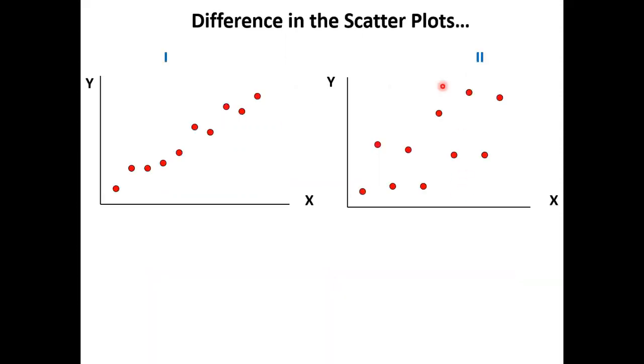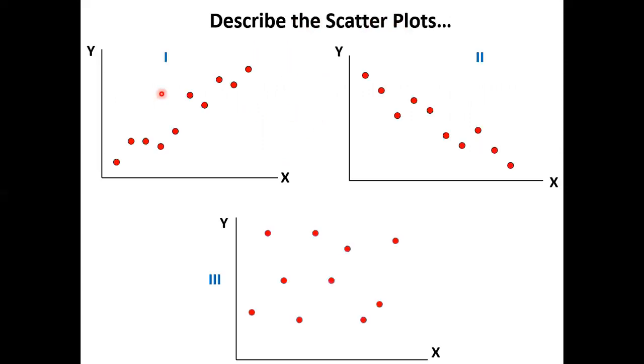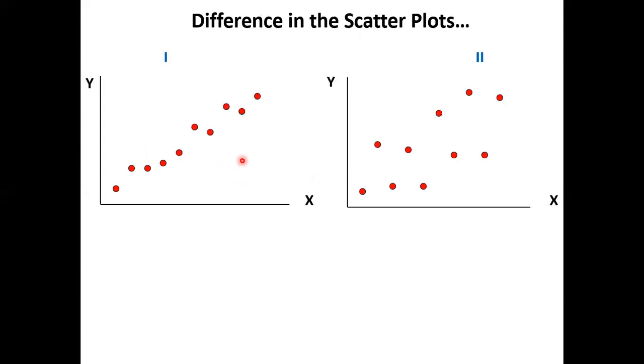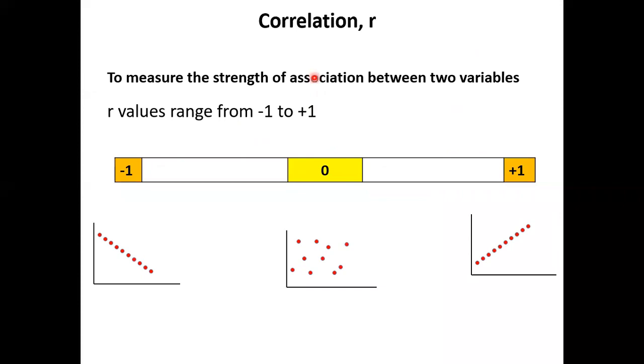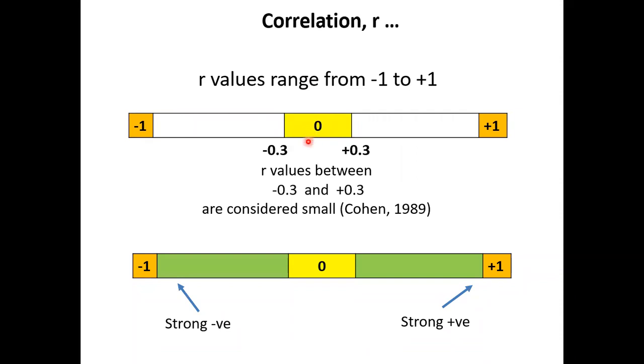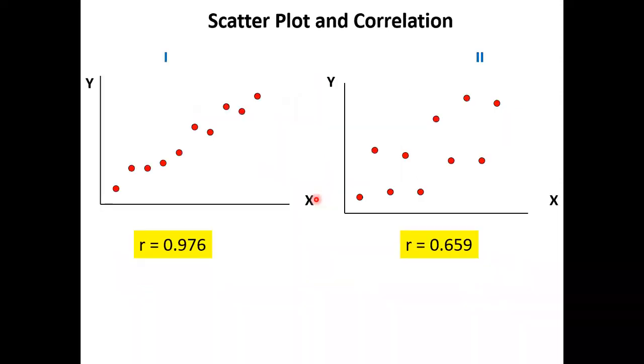Right? So first, scatter to see the pattern. The pattern can be number one, number two, or number three. These two patterns are similar. What's the difference? The dots are much closer here compared to this. Therefore, there's a difference in strength. How do you measure it? Using correlation. So just now I asked, what's the difference between number one and number two? Look at the correlation here. 0.976, almost one, very strong. This 0.659 is not as strong. Both are positive and both show a positive pattern, but this is much stronger. That's where the correlation comes in.